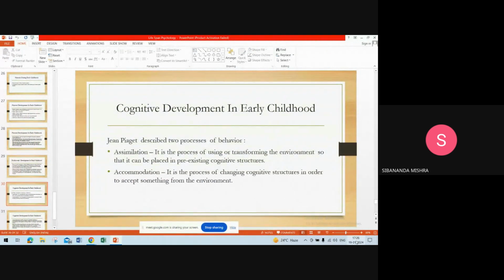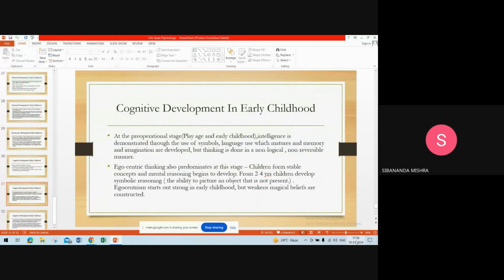ओके, यस, ओके। नेक्स्ट, कॉग्निटिव डेवलपमेंट इन अर्ली चाइल्डहुड और at the pre-operational, in the last slides also we discussed there are 4 stages of cognitive development as per Piaget, Jean Piaget. This is the pre-operational stage, play age or early childhood. Intelligence is demonstrated through the use of symbols.